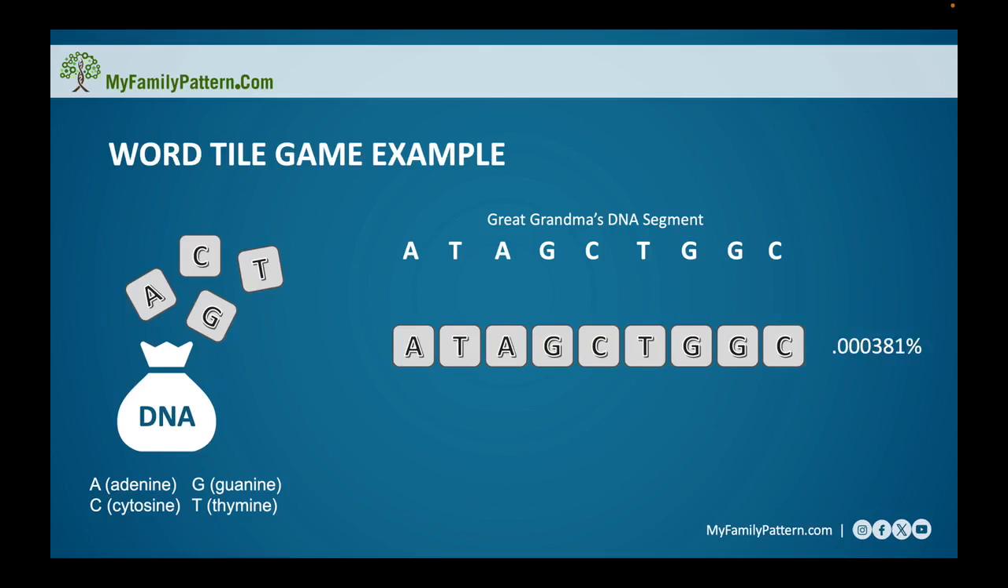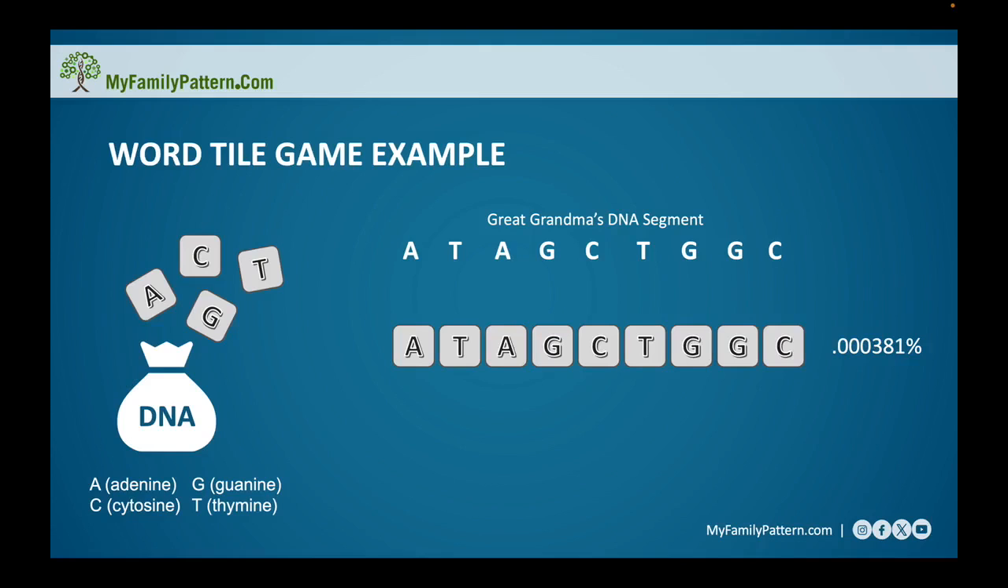Well, mathematically, that is greatly lower than 1%. So it's not very likely. So the only way we would be able to draw that exact combination out that matches grandma's is if we inherited it from grandma.